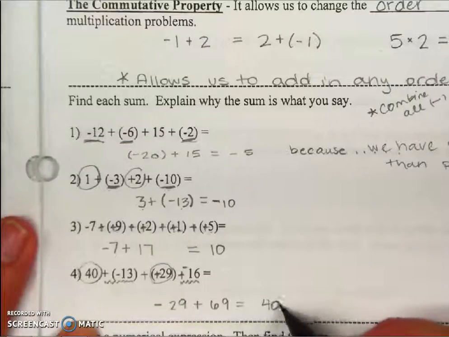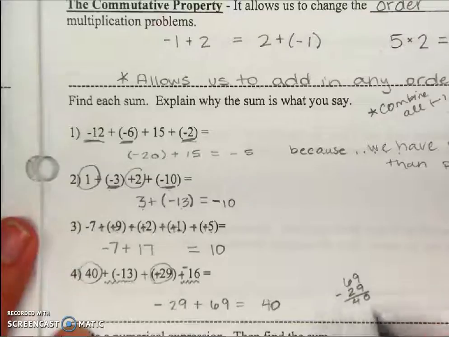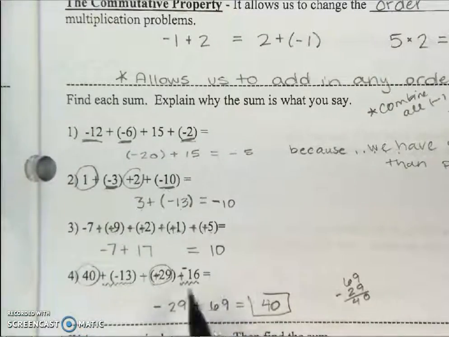Now, if you needed to do any of that work to the side, that's fine. You would just write your work to the side, 69 minus 29, and that gives us 40. So if you need to do your work over there, that is perfectly okay. All right, so that would be our answer. So anytime you have a list of a whole lot of integers, you combine together the ones that are similar. So all the negatives go together, and then all the positives go together.